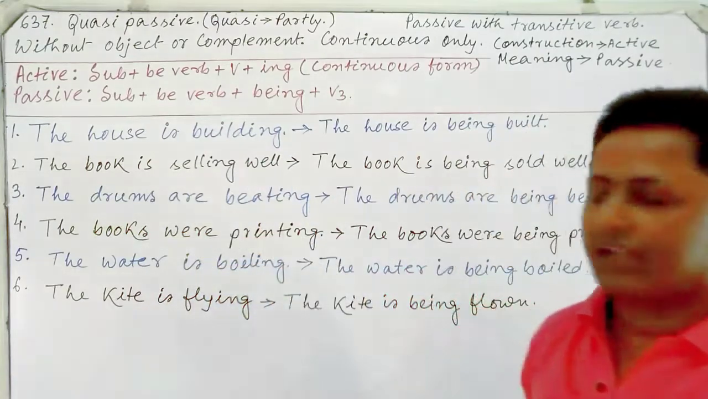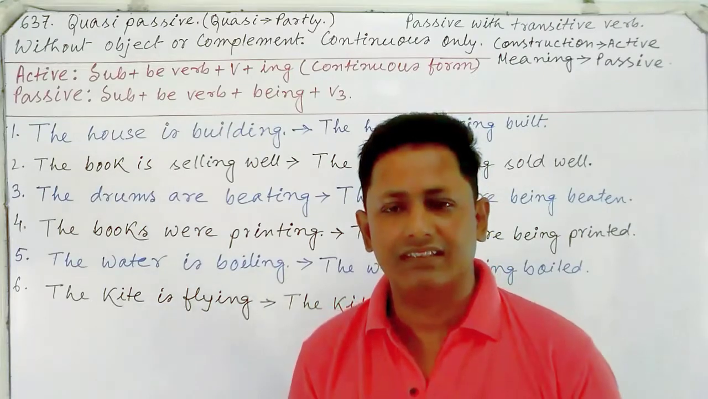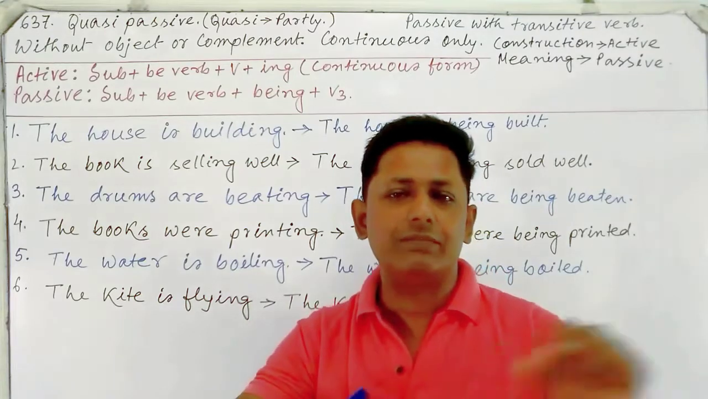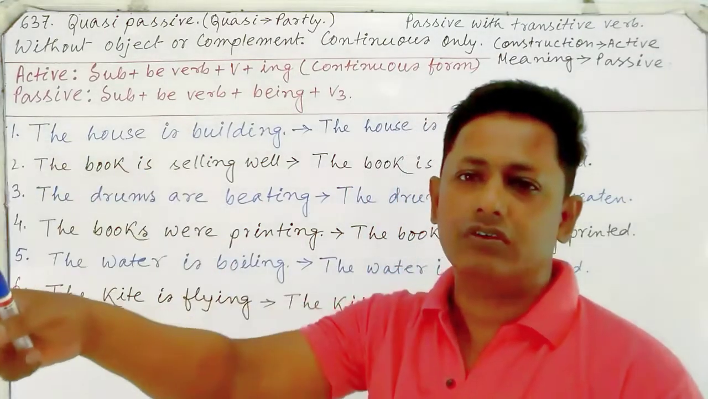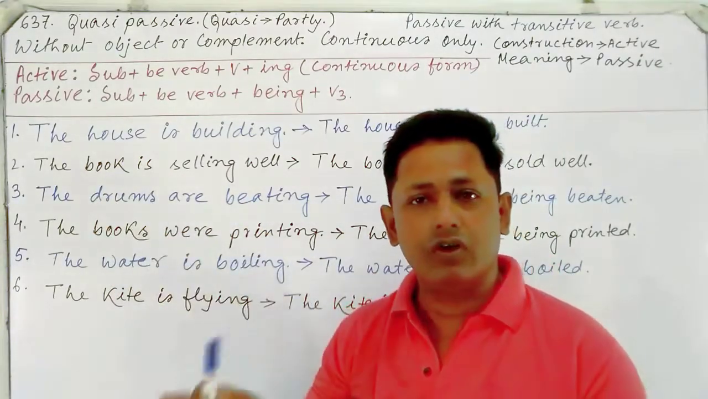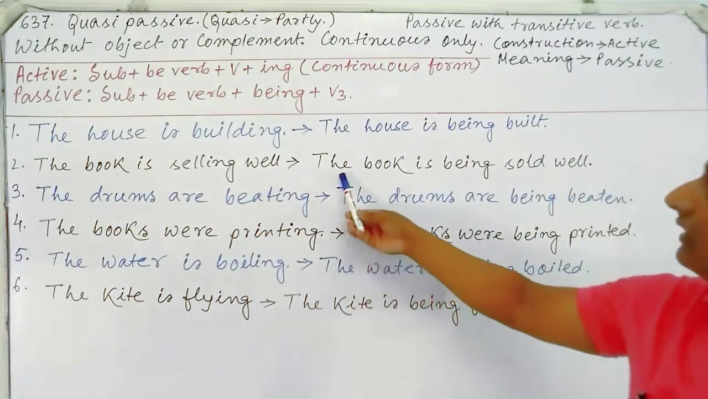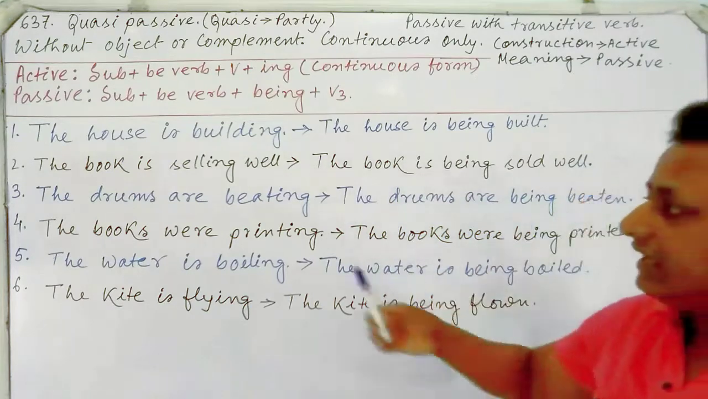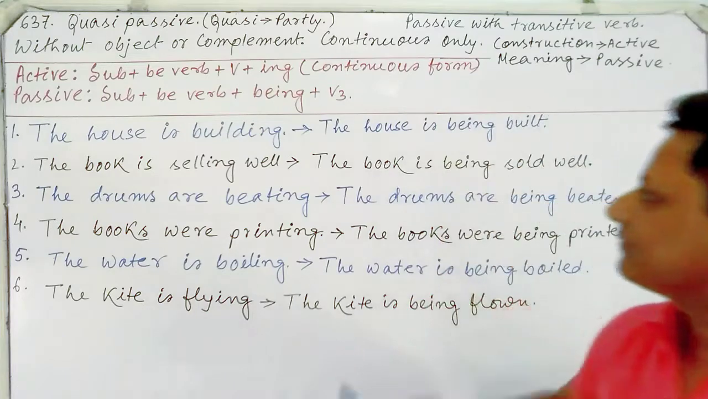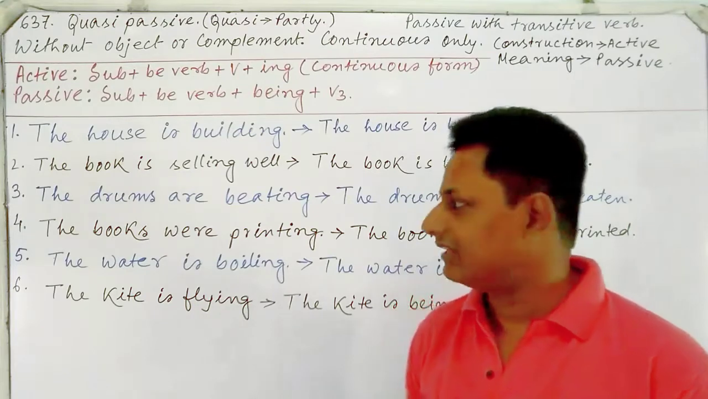Next, the book is selling well. It doesn't mean that the book is a person selling something. Here, the book itself is being sold. The construction is active, but here the subject is not working. And when we make the sentence passive, the construction will follow: the book is being sold well. Here well is not a complement. It is an adverb and modifies the verb.